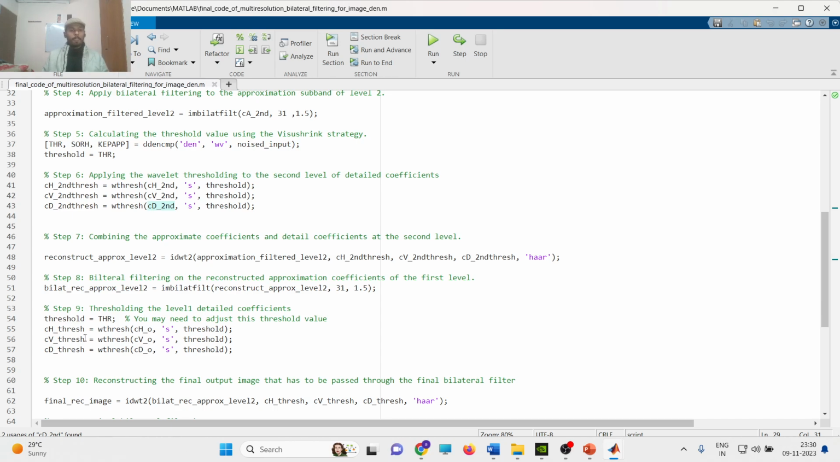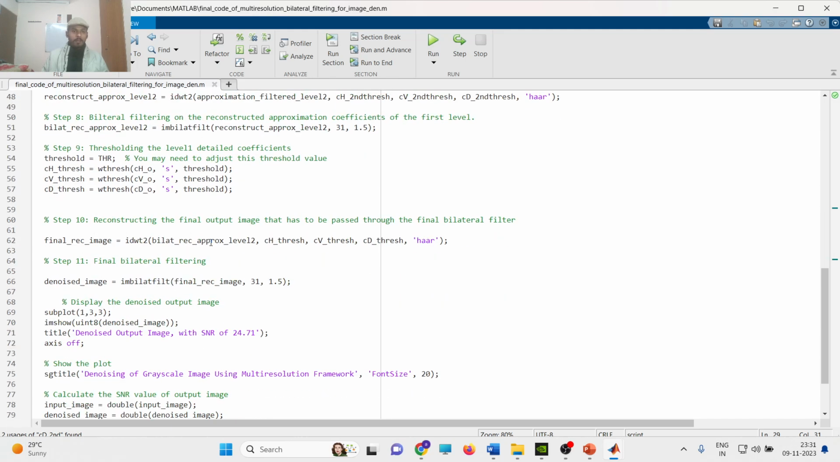Now, the last thing that remained was to apply wavelet thresholding to level 1. So these were the level 1 detail coefficients, CH0, CV0, CD0, and then again wthresh. wthresh is the function that applies wavelet thresholding, and the threshold value we have just taken from that DDNCMP function, and then we are inputting that threshold value here.